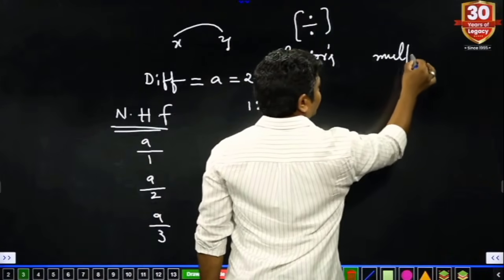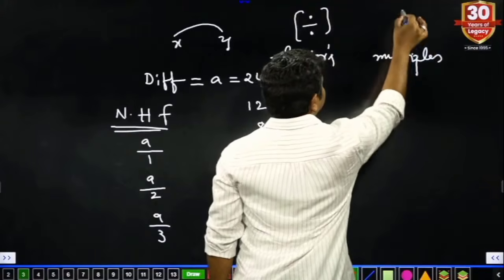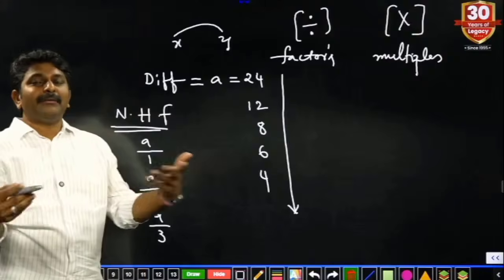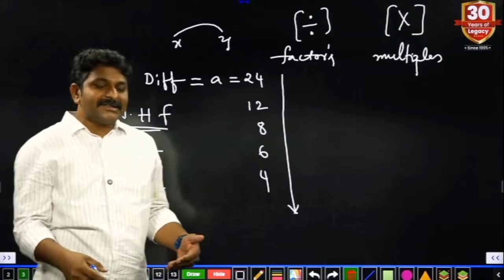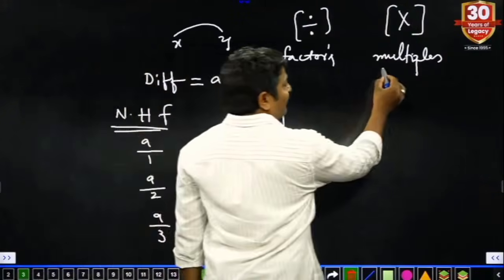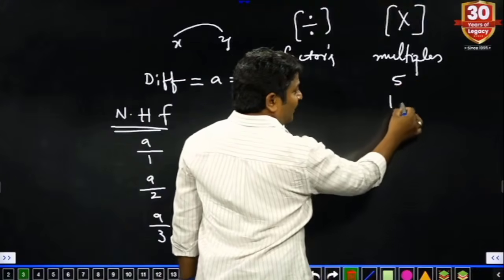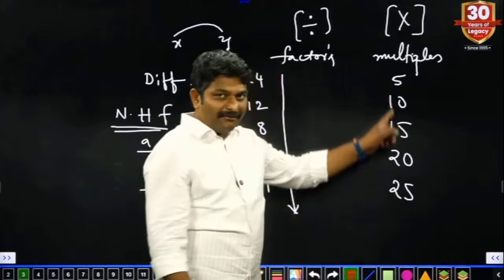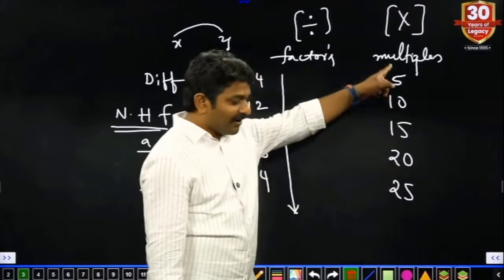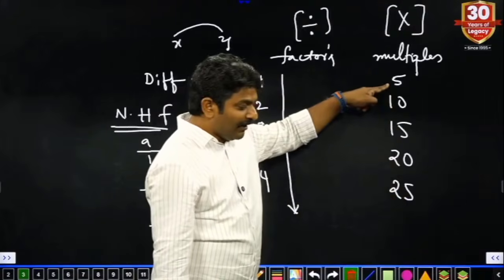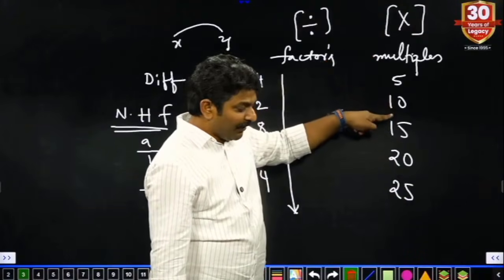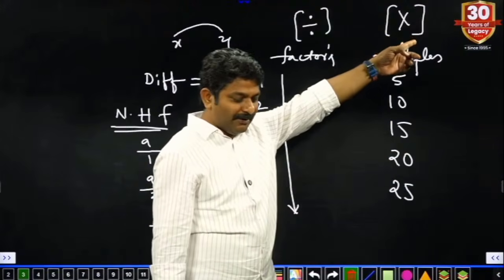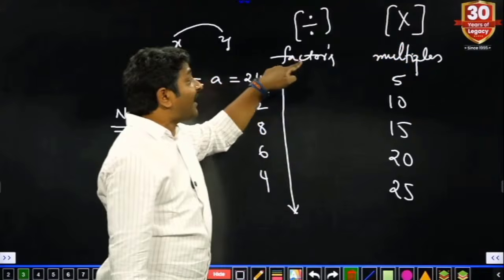Multiples, in the sense of the into symbol. For any number, how do you get multiples? Let's take 5 multiples: 5, 10, 15, 20, 25. These are all 5 multiples: into 1, into 2, into 3, into 4, into 5. When you say multiples, we use the into symbol. If it is factors, the divided by symbol.